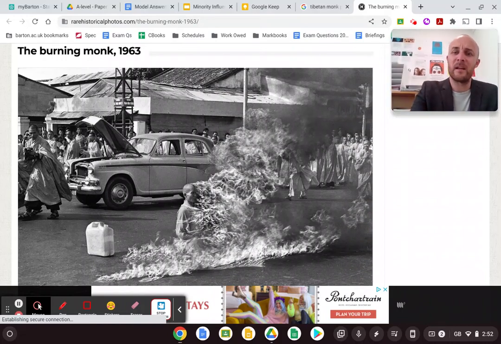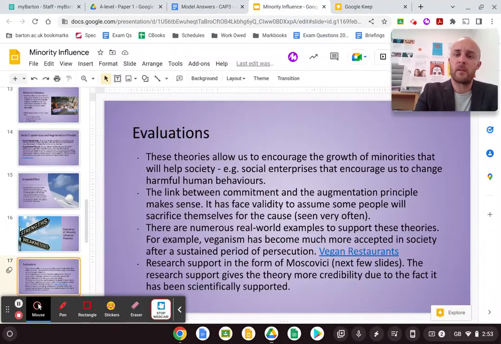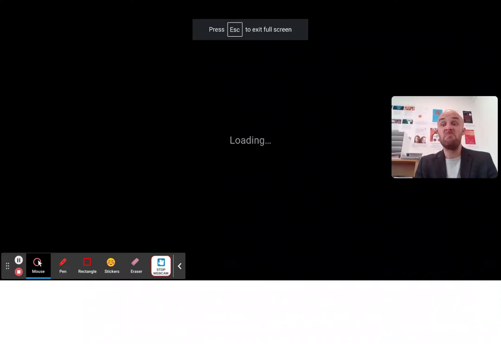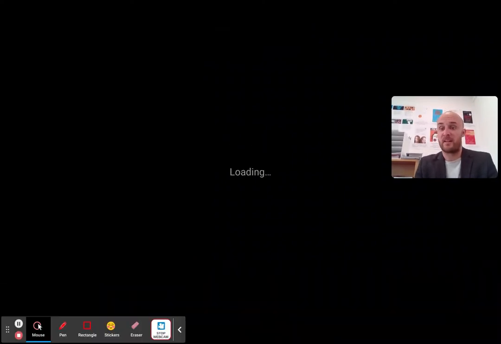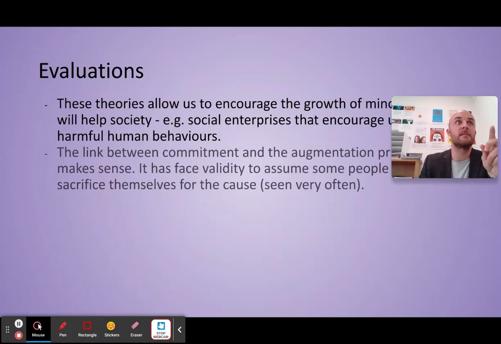And again, it's another example I'd want you to use. It kind of makes sense, doesn't it? This idea: a small group of people are willing to take great risks. I'm going to go out on a limb here and say no Tibetan monk wanted to be invaded by China. I'm just going to guess that most of them wanted to remain independent. Yet only one was willing to actually set himself on fire. It's the augmentation principle. We see it all the time. So it has face validity. It does make sense.